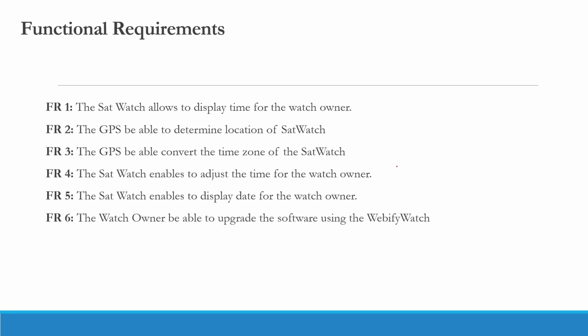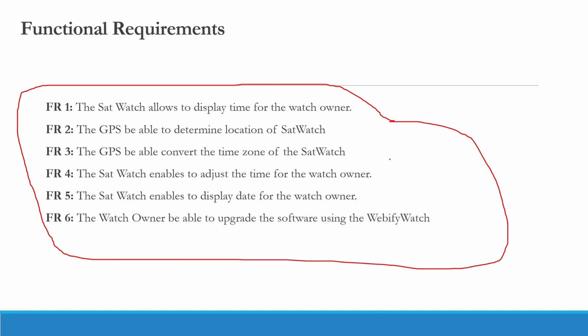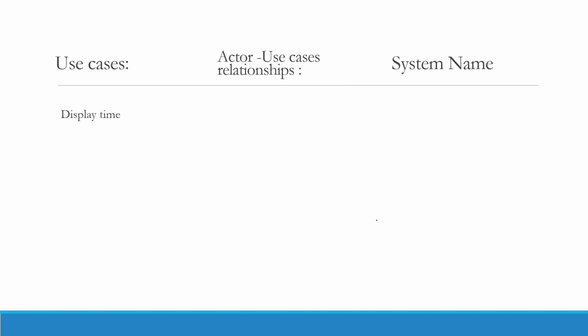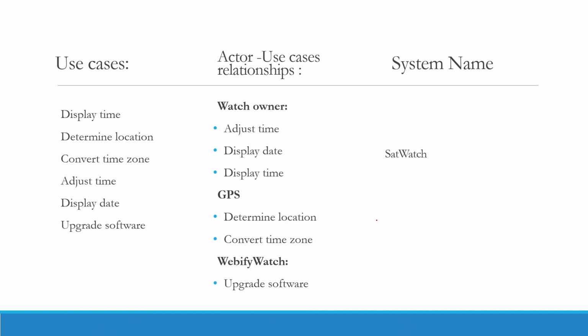From these narratives, we're going to extract the use cases from these functional requirements. So these are the use cases: display time, determine location, convert time zone, adjust time, display date, and upgrade software. These are the refined use cases for this particular scenario.